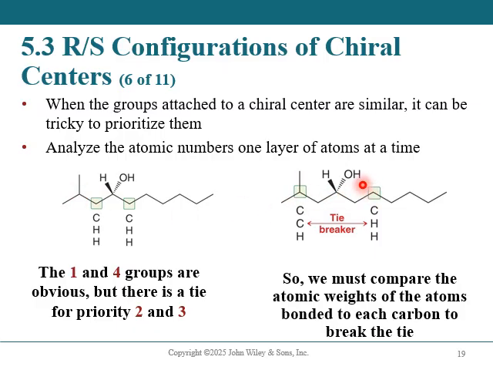Here we will have carbon, hydrogen, and hydrogen. Carbon will have higher priority than hydrogen. That will be your tiebreaker. That would allow you to assign this site number 2 and then this site number 3.